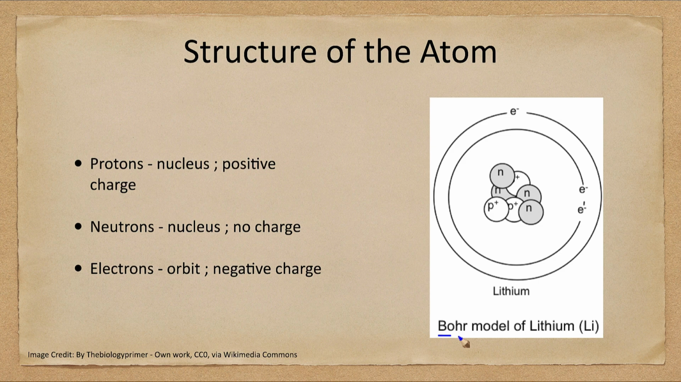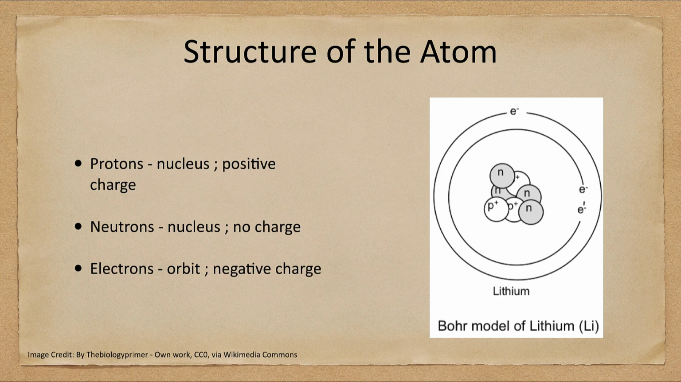Now this is a simplified version that we call the Bohr model of the atom. And that has the nucleus with protons and neutrons, protons being positively charged, neutrons having no charge, and those are concentrated in the nucleus. Now the other ones are the electrons that actually orbit around the atom. And here we see the structure of lithium, but we can look at other atoms as well.